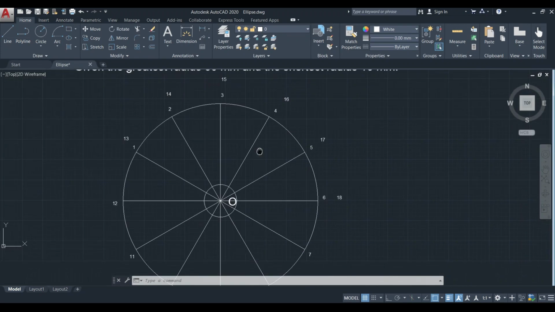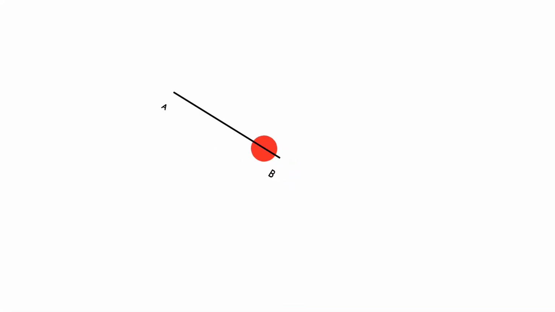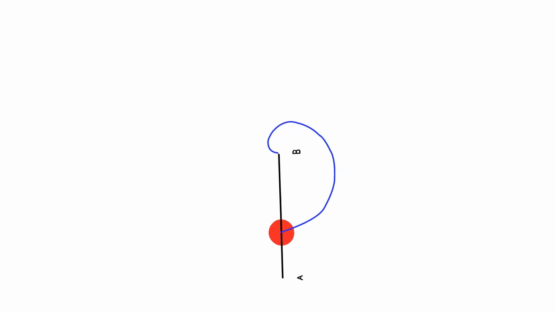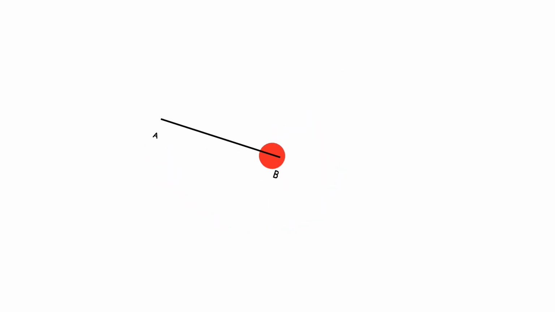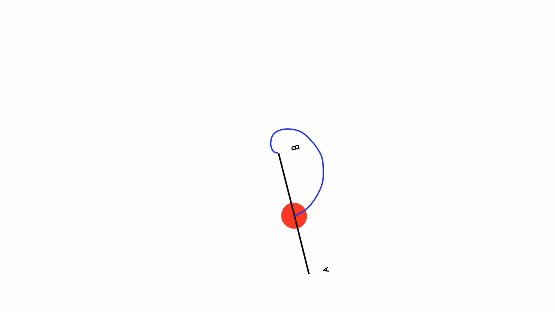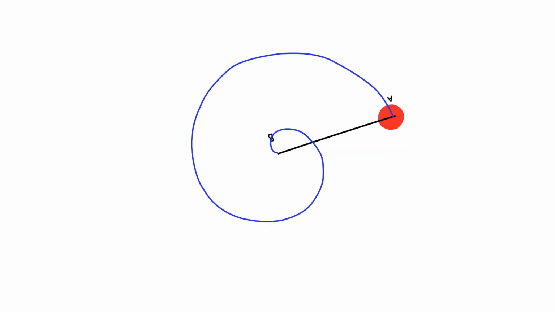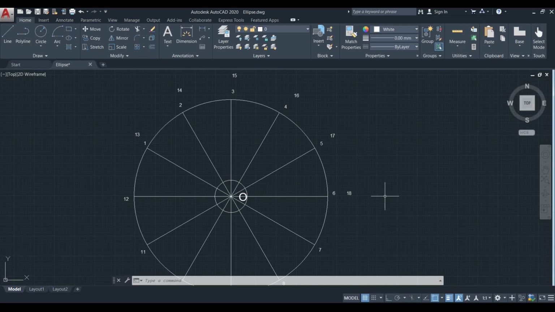So one convolution, or one turn, means 360 degrees of angle. Here 1.5 turns means 360 plus another half, that is 180, that is 540 degrees of turn. In one turn it should be 12 equal parts. So in half turn it should be 6 equal parts. Then 1.5 turns means 12 plus 6, that is 18 parts. So that's why here I have marked 18 parts.